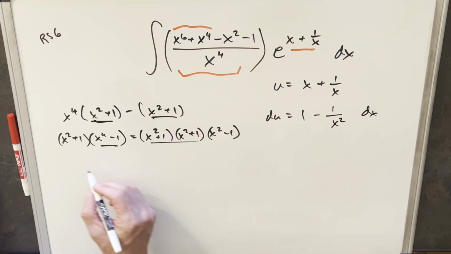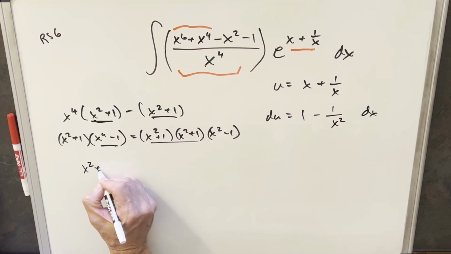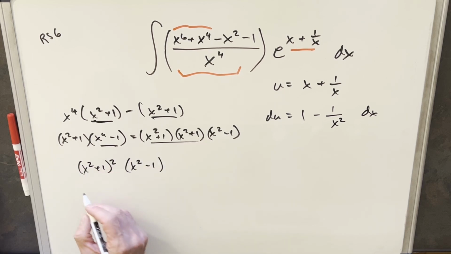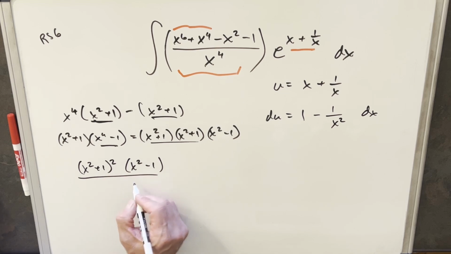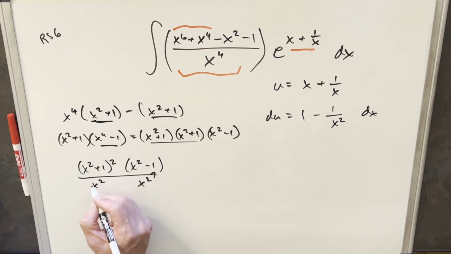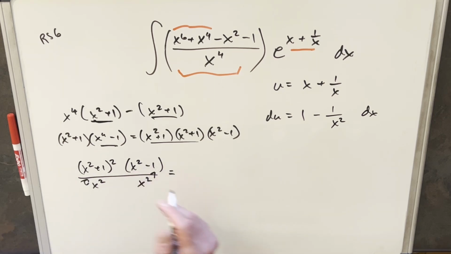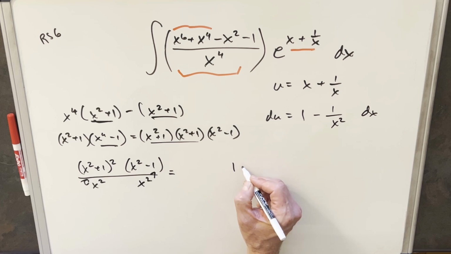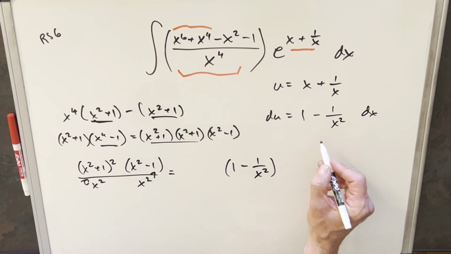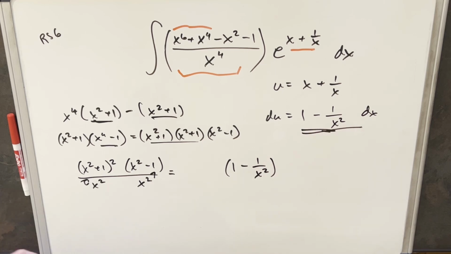And now we have two of these here. So what I'm going to do is write this just as (x^2 + 1) squared, and we'll have x^2 minus 1. And this is going to be over x^4. What I'm going to do is break that up. I'm going to take my x^4, and I'll write an x^2 over here to divide into this one, and we'll bring an x^2 over here for this one. Dividing x^2 into x^2 minus 1, that's going to just give me 1 minus 1/x^2. And I like that just because it's exactly what we have at the beginning of our du right here.